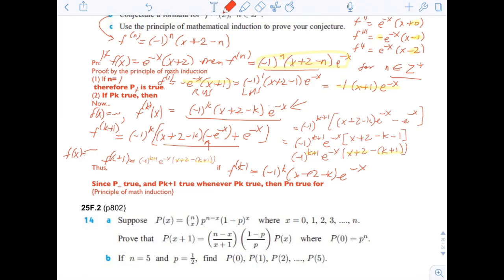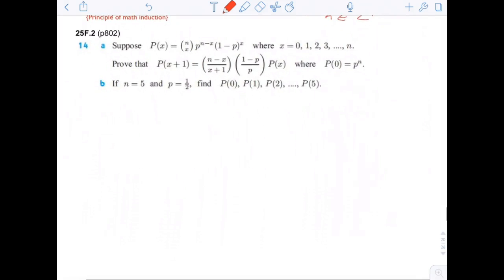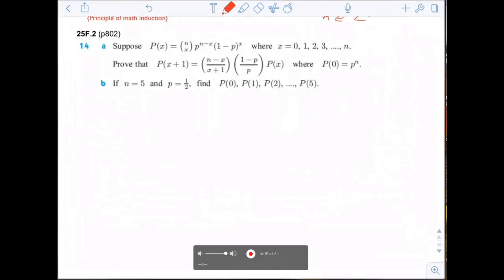So since P1 is true and P(k plus 1) is true whenever Pk is true, then Pn is true for n a positive integer. Okay, that's it for that one. On to the last problem.